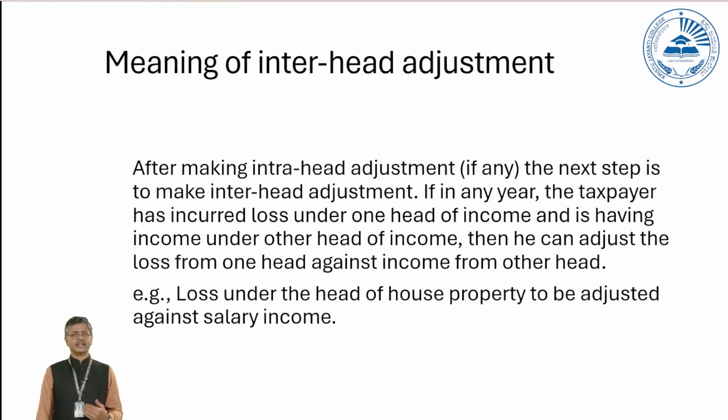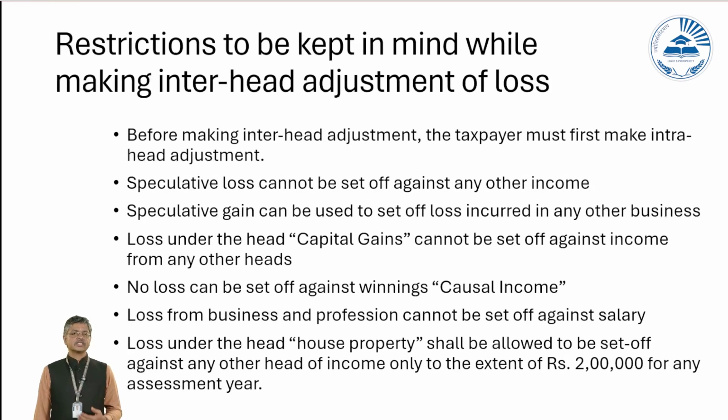Next, we will see what inter-head adjustment is. When a loss has occurred in one business activity and is adjusted with another business activity, this is what we call intra-head. There are chances that in a particular year, such loss cannot even be adjusted. In that case, income tax permits us to transfer or shift the loss so that it can be adjusted with any other source of income. That's what we call inter-head adjustment. Suppose there is a loss from house property, it can be adjusted with your salary income. This is one option income tax gives to adjust with other heads of income, which we call inter-head adjustments.